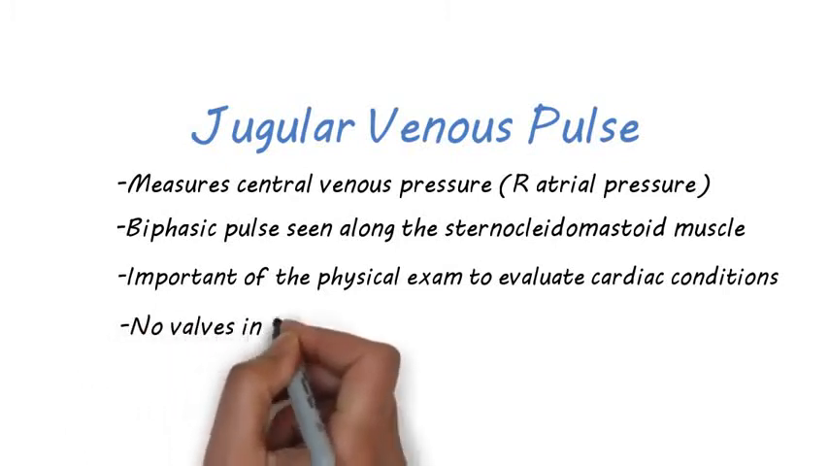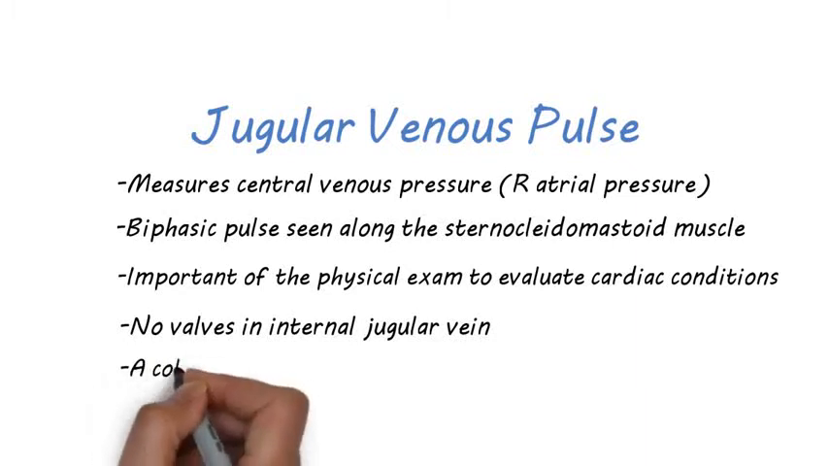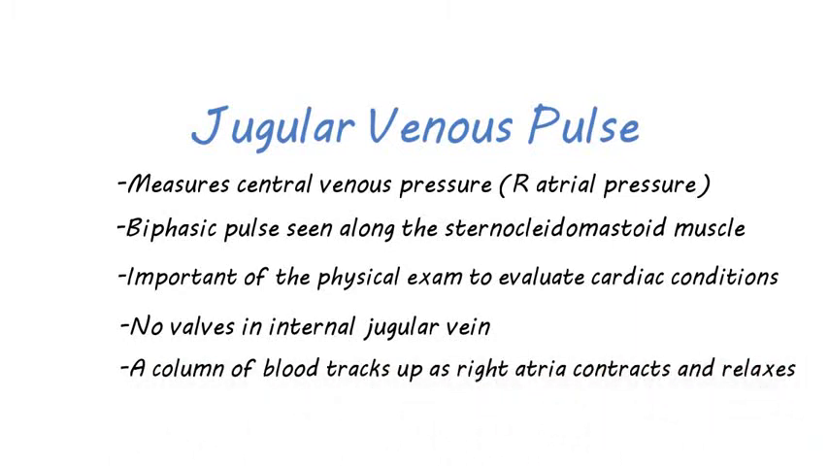You can do this because there are no valves in your internal jugular vein. This allows a column of blood to track up as your right atrium contracts and relaxes.